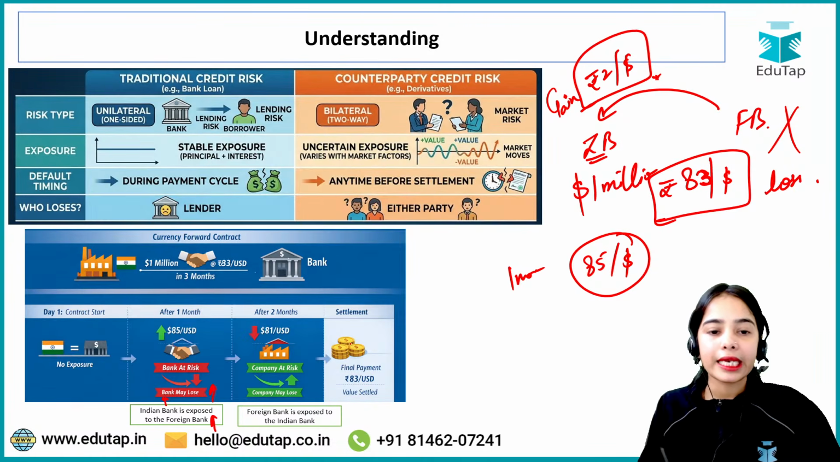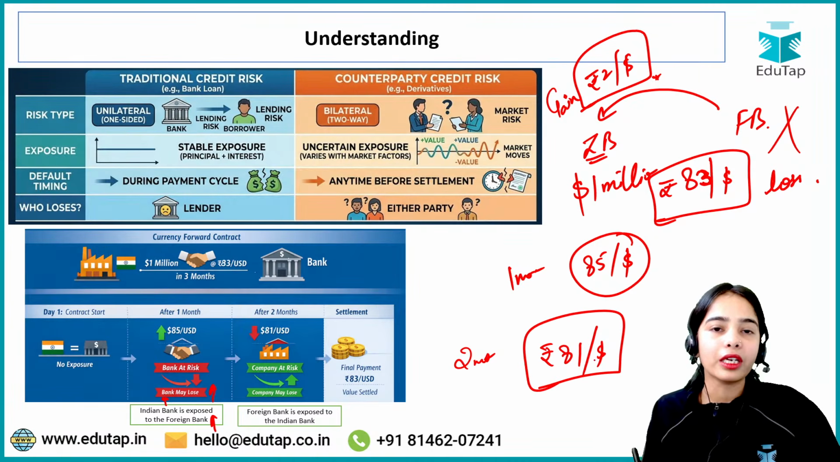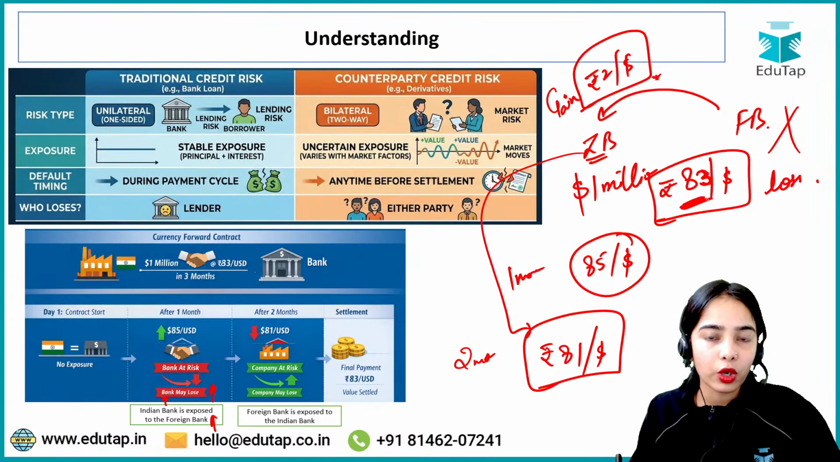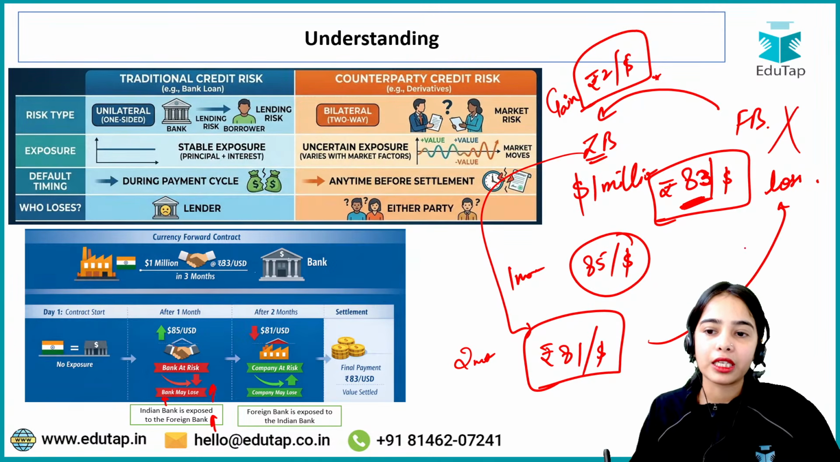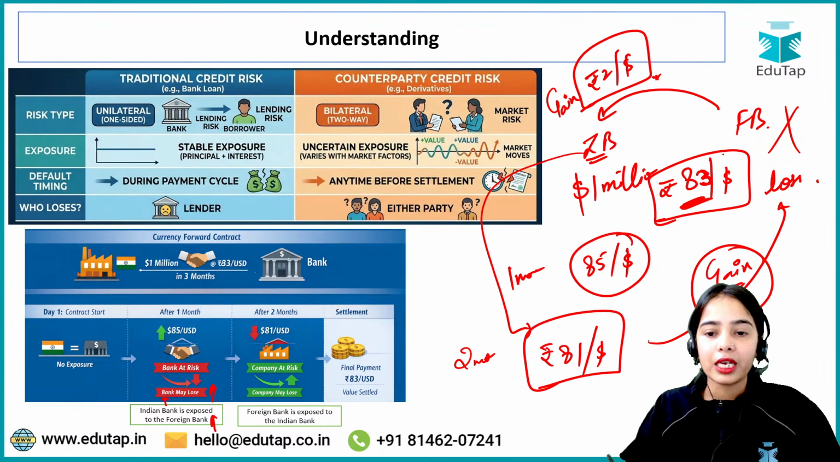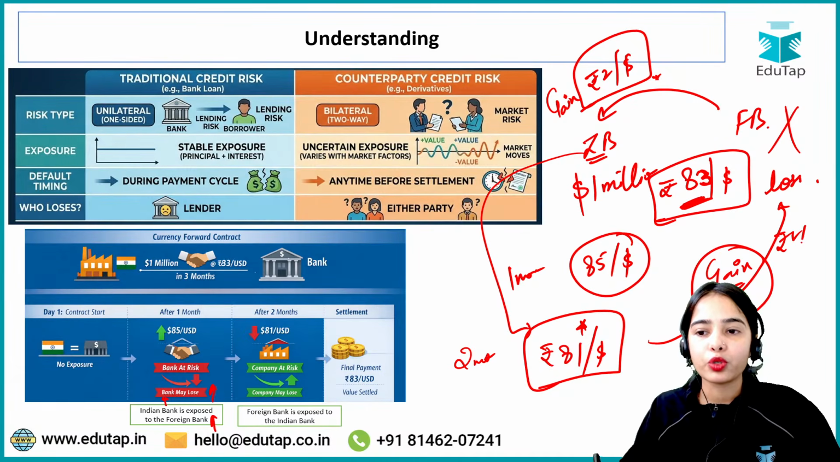Okay. In the second case, let's say after 2 months, the dollar is now 81 rupees. Per dollar is 81 rupees. The Indian bank has agreed to pay 83 rupees per dollar. So now the foreign bank is making the gain, because the foreign bank is getting 83 rupees rather than 81 in the market. So the foreign bank is making a gain of 2 rupees per dollar.